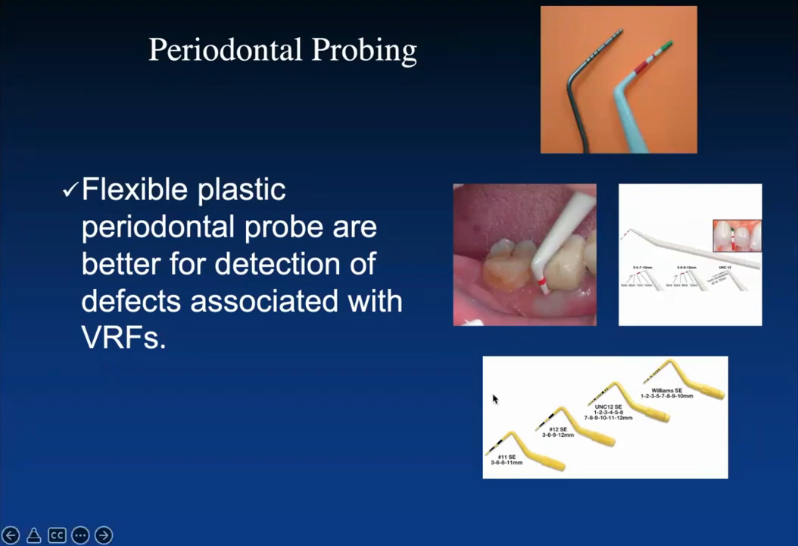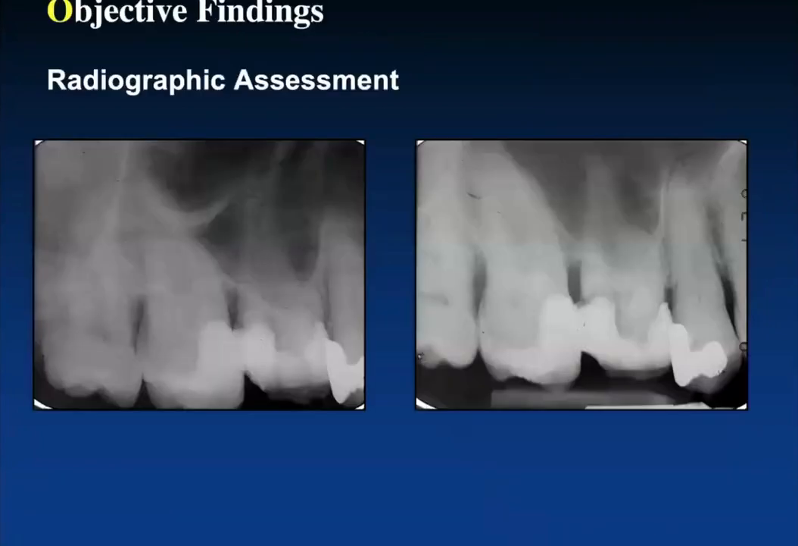When you do the periodontal probing, you need to check the adjacent teeth as well, to make sure whether the patient may have another periodontal condition that needs to be assessed by the periodontist.